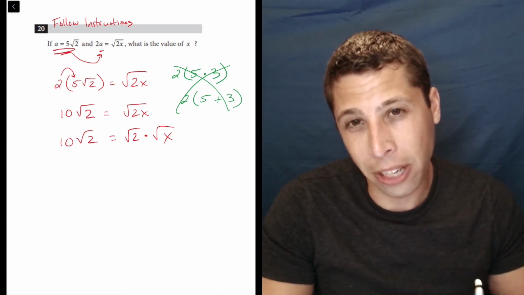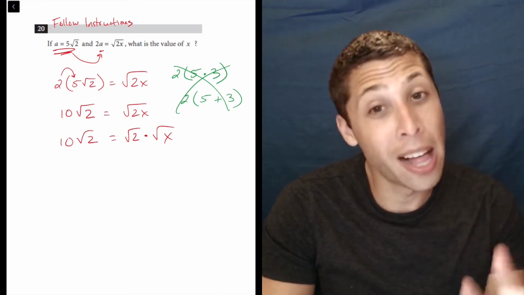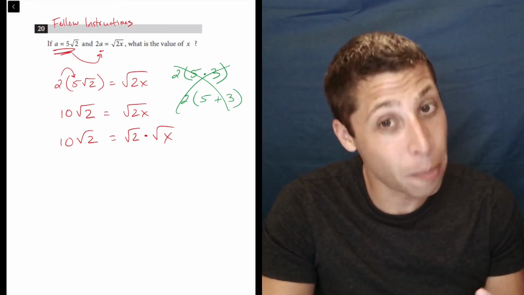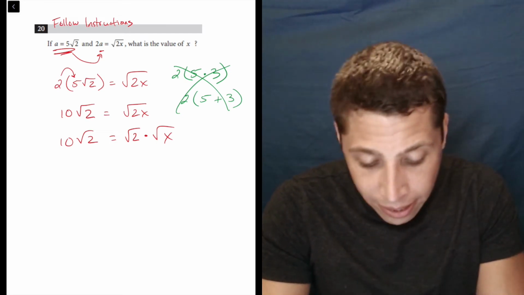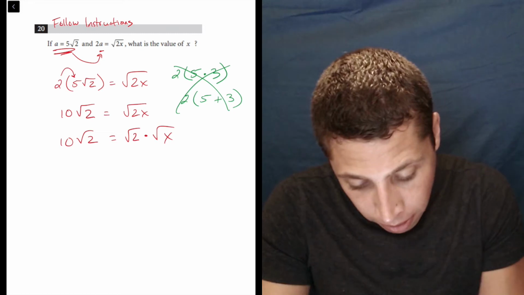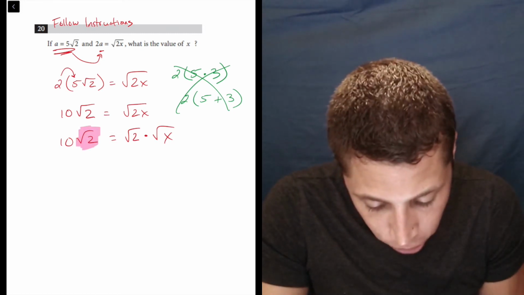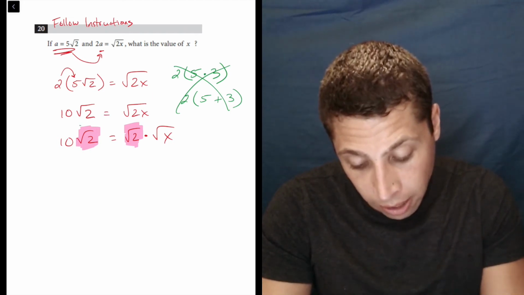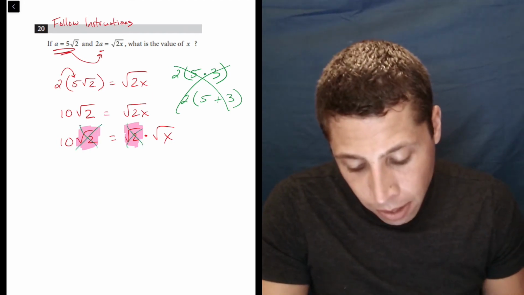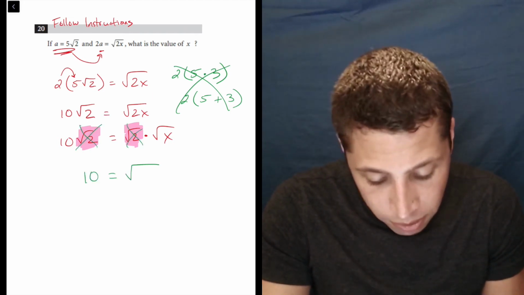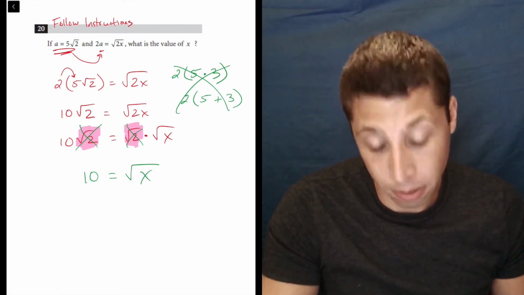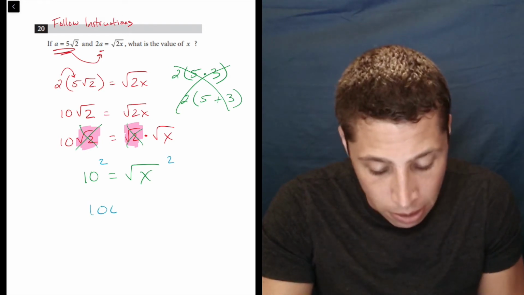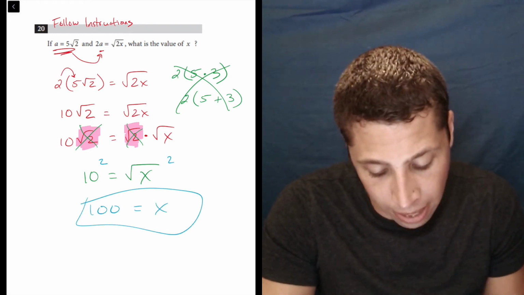Because the radical is applying to both, and we can apply it to them both at the same time, or we can separate them. And if we do that, then I think it's pretty clear. Oh, okay, wait a minute here. I've got a radical 2 and a radical 2, and they're both being multiplied. So those can just cancel out, leaving me with 10 is equal to radical x. Well, now I've got a problem I can handle, right? Just square both sides, and 100 is equal to x, and that's my answer.